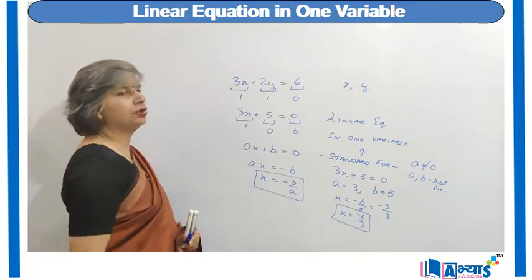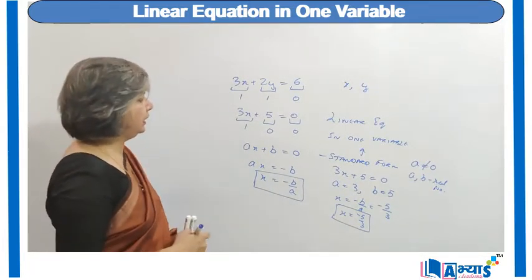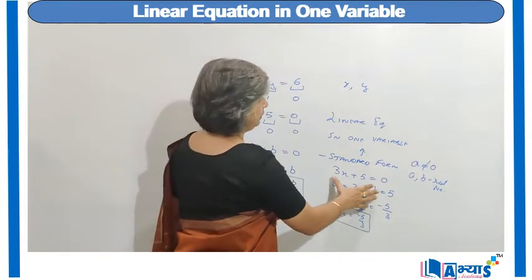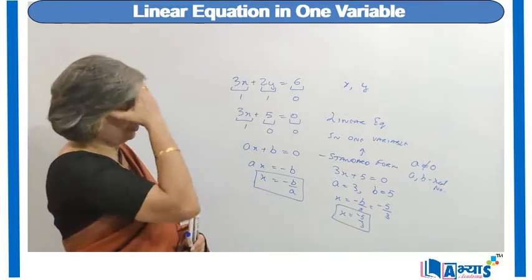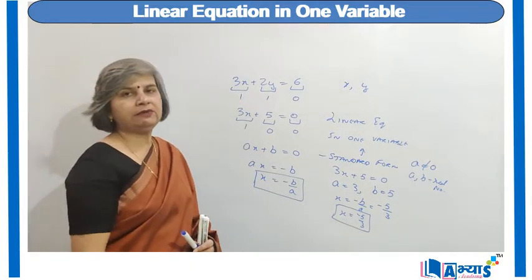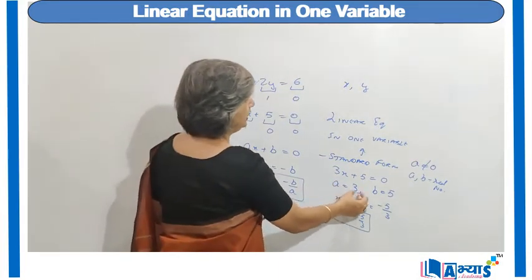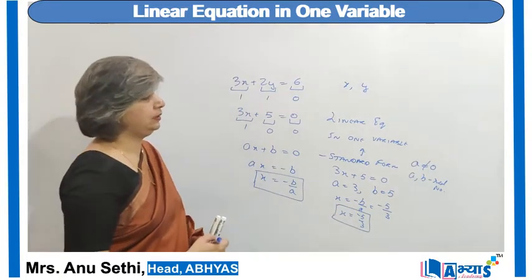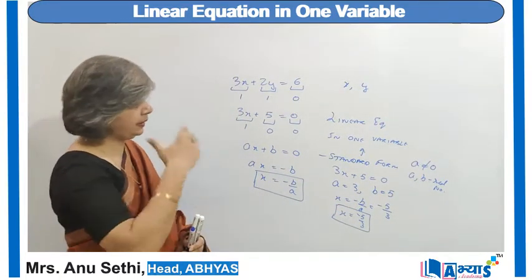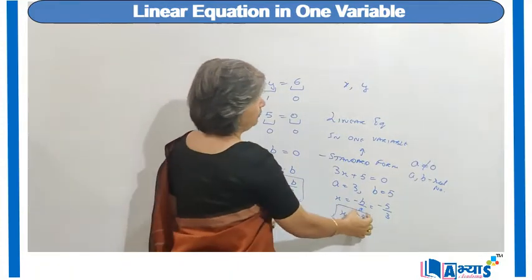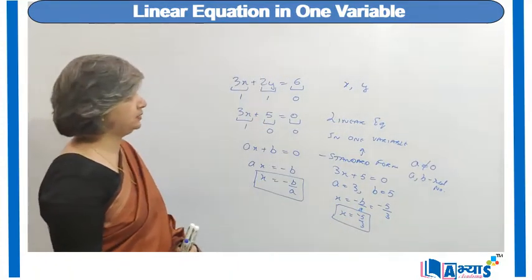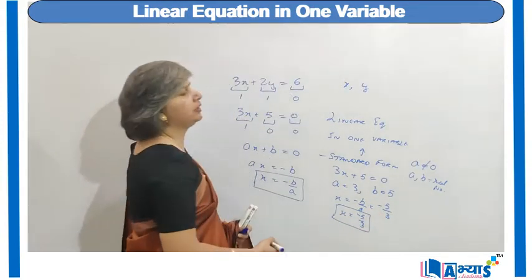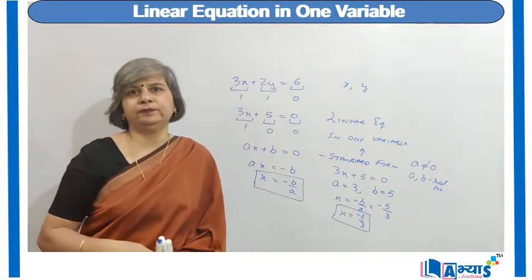And if I want to find the solution of a linear equation, then I will get x is equal to minus b by a. So I have tried to find the solution of the equation 3x plus 5 is equal to 0. So on comparing it with the standard form, I found that a is equal to 3 and b is equal to 5. Now what I have done, I have substituted the value of a and b in the solution, that is x is equal to minus b by a. So I have substituted the value of b and a, it is minus 5 by 3. So x is equal to minus 5 by 3 is the solution of this linear equation. So this is how we can find the solution of a linear equation.